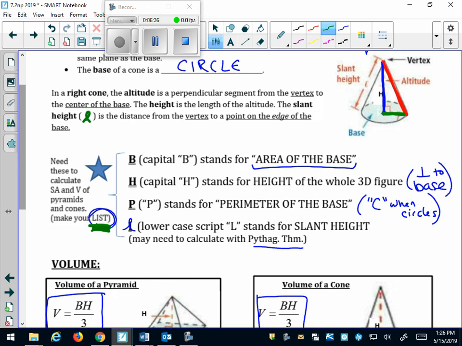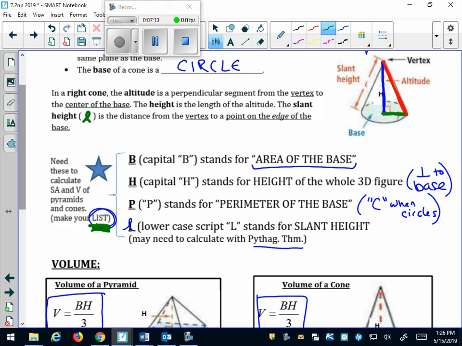So, let's go through what these letters stand for. Capital B. Capital B stands for the area of the base. When I ask you what does the capital B stand for, don't tell me base. It's not just base. It's the area of the base. Okay, so capital B is the area of the base. It's capital because it's more than just one value, right? It's the calculation. You got to actually calculate the area of the base.